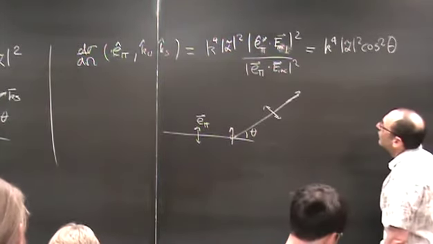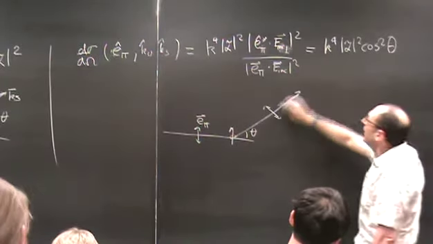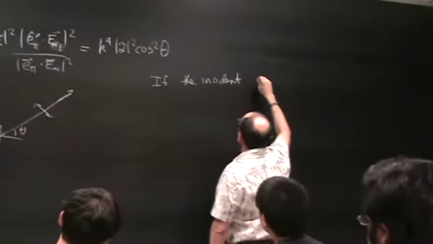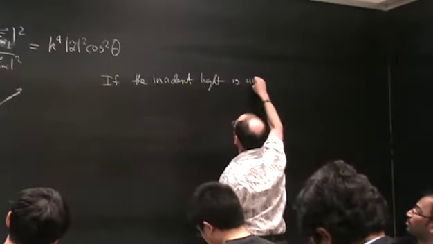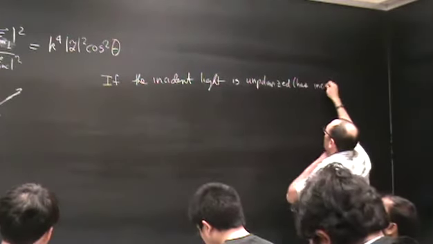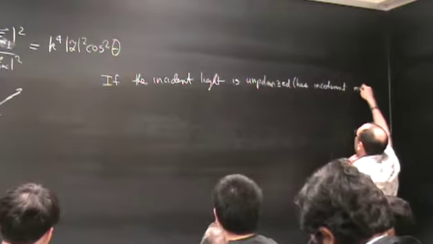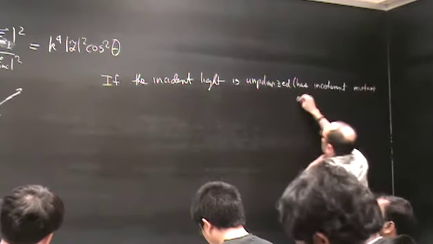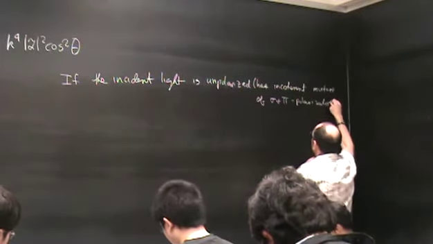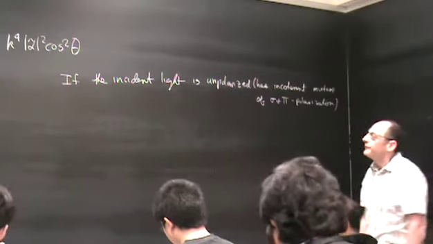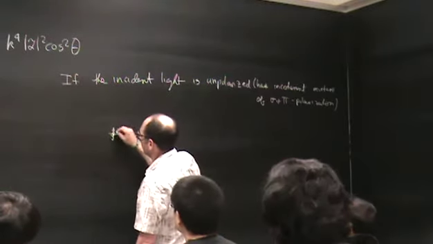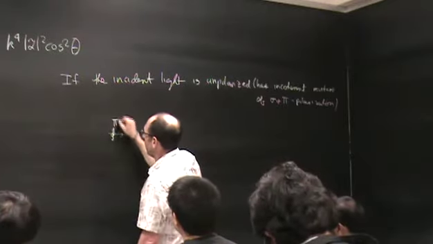All right, so what this furthermore says is that if the incident light is unpolarized, an incoherent mixture of sigma and pi polarization, so let's say I came in with light and had equal amounts of intensity with no interference between pi and sigma.